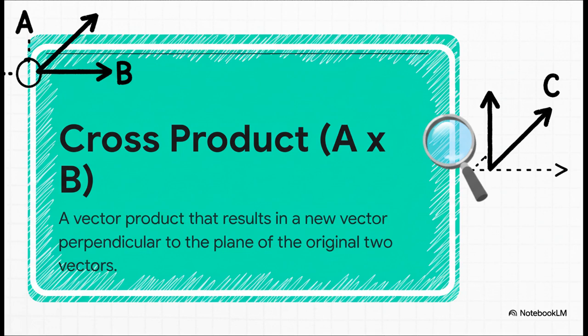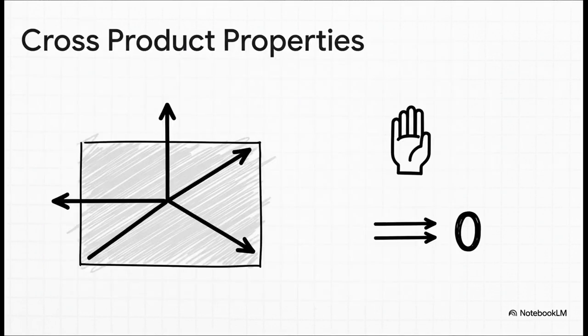You give it two vectors, and it spits out a third vector that is at a right angle to both of the originals. It's like if your first two vectors are lying flat on a table, their cross product is pointing straight up at the ceiling. Now, what's really wild is that the length, the magnitude of this new vector, happens to be equal to the area of the little parallelogram that the first two vectors make.